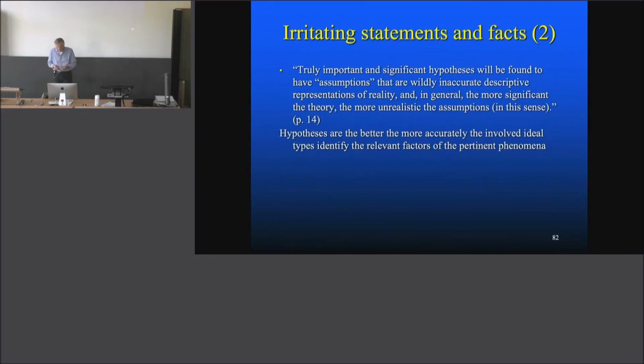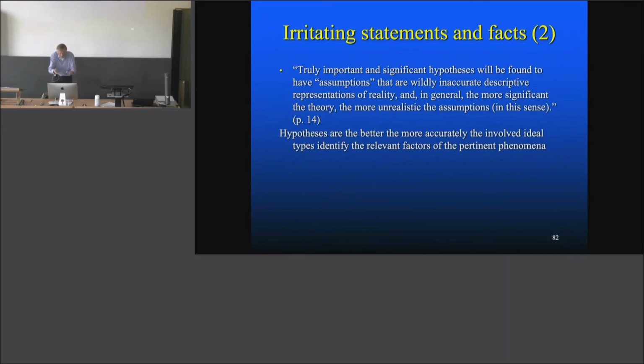Hypotheses are the better, the more accurately the involved ideal types identify the relevant factors of the pertinent phenomena. So the sharper your ideal types cut out the relevant factors, the more abstract they are. They do that to get really at the relevant factors, and the better, the more fruitful is the hypothesis. And of course, the sharper the ideal types cut, the less realistic they are as descriptions, which they are not intended to be, right?